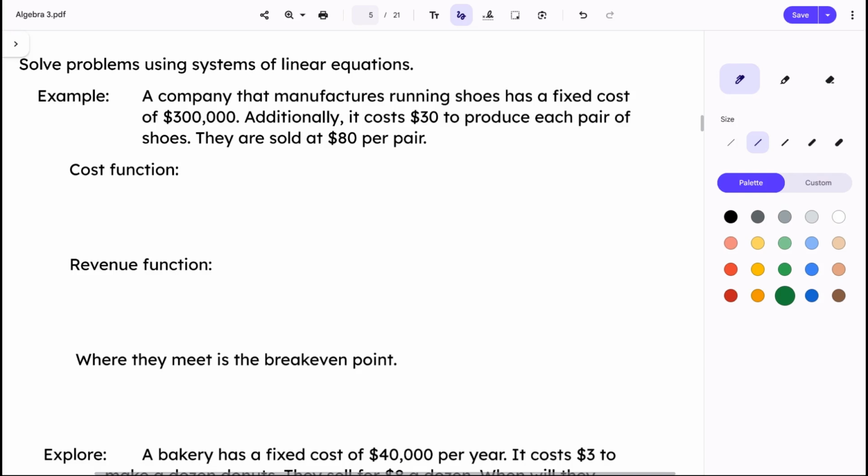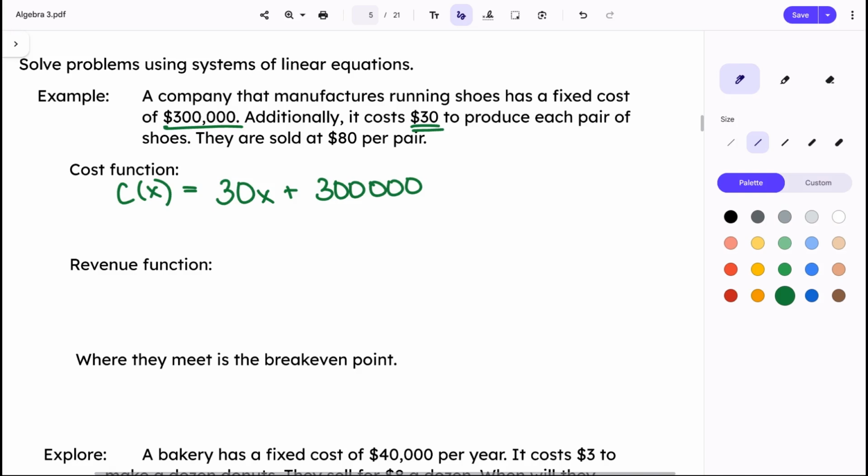So in this case, they're saying that it costs them $300,000 regardless of what they sell, but it does cost $30 to produce each pair of shoes. So for my cost function, I'm going to say C of x. I would take that cost per product, 30. That's my slope. I'm going to put that in front of my x, and I'm going to add on 300,000. So x represents the number of shoes. If they produced 100 shoes, we would take 30 times 100, add the 300,000. That would give you the money you must get back in order to break even.